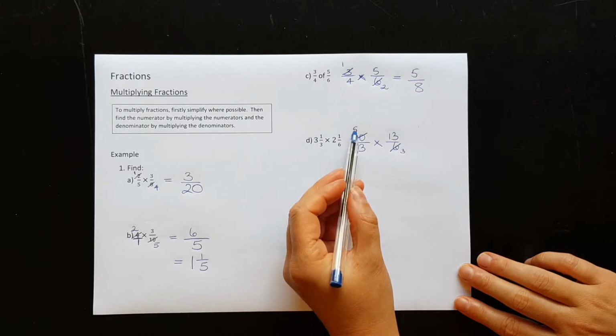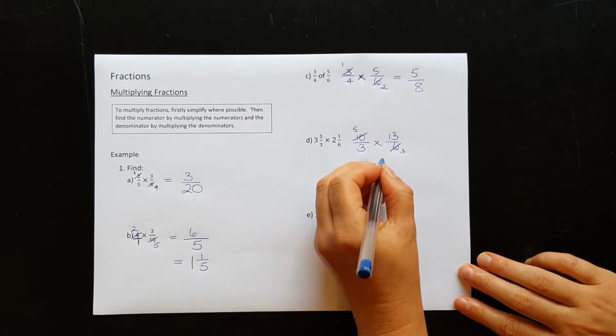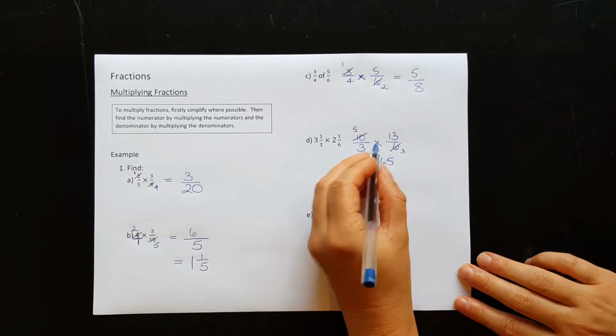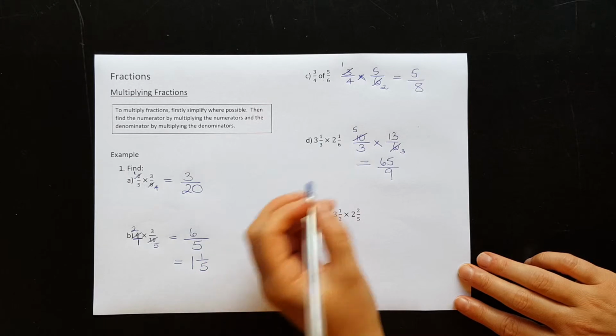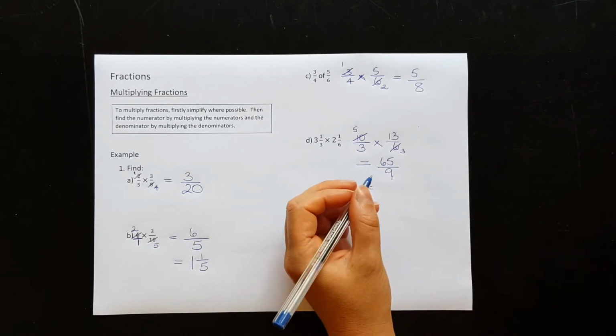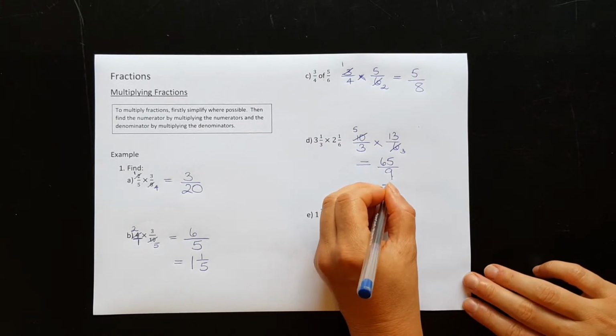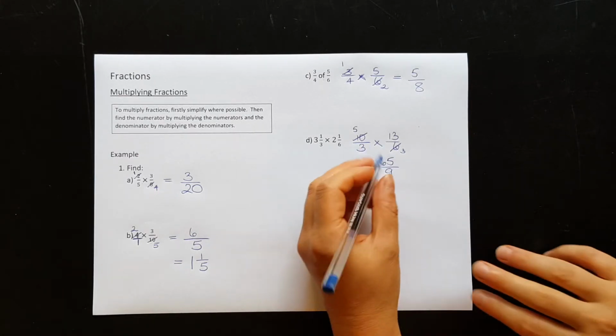Multiplying what's left, 5 times 13 is 65, and 3 times 3 is 9. Let's change that back into a mixed numeral. So we want to know our 9 times tables. So 9 times 7 is 63. So we have a remainder of 2.